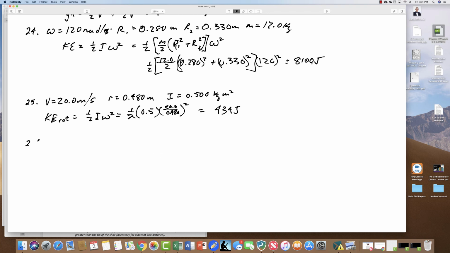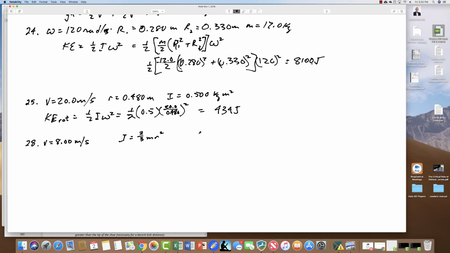Last problem, number 28. A ball with an initial velocity of 8 meters per second, so that's a linear velocity of 8 meters per second, rolls up a hill without slipping. Treating the ball as a spherical shell, calculate the vertical height it reaches. So I here, for spherical shells, is 2/3 mr squared.